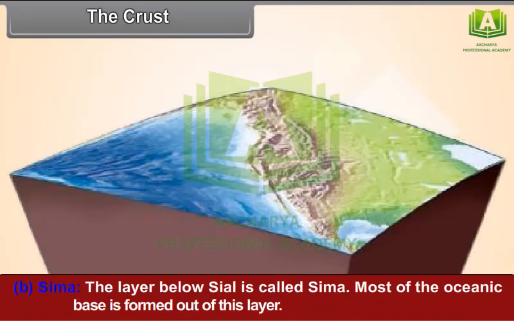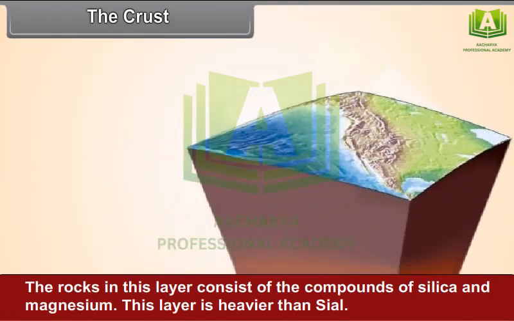Sima. The layer below Sial is called Sima. Most of the oceanic base is formed out of this layer. The rocks in this layer consist of the compounds of silica and magnesium. This layer is heavier than Sial.